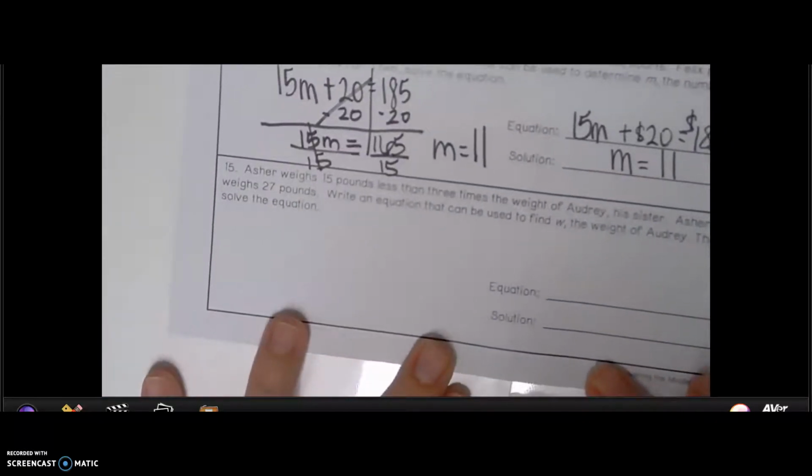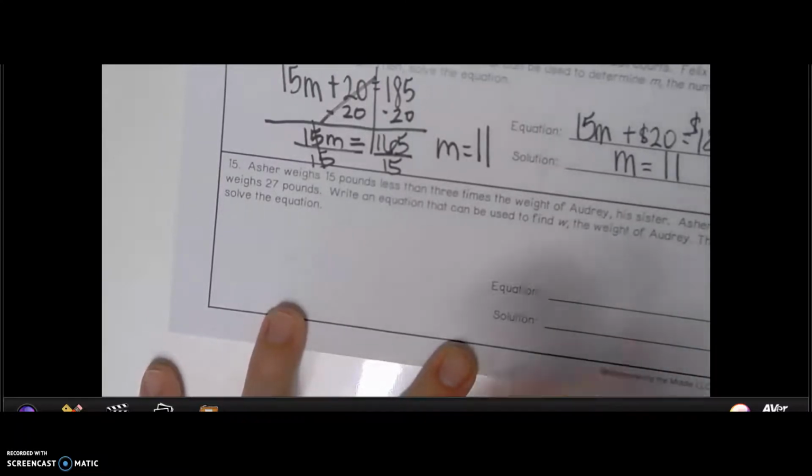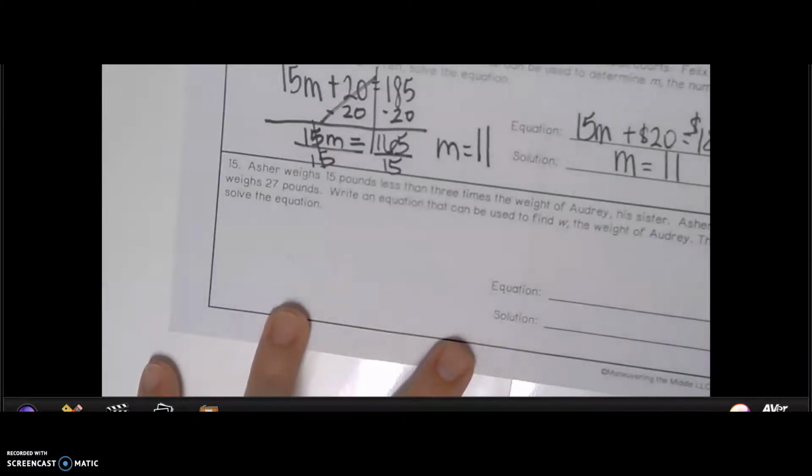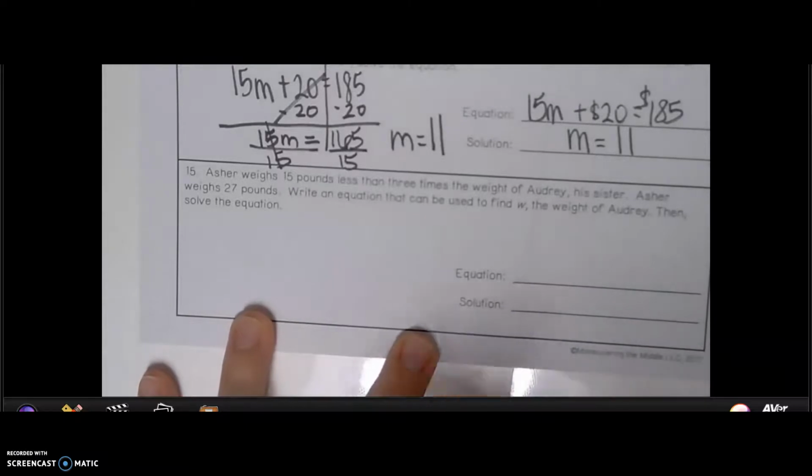Okay, let's look at number 15. Asher weighs 15 pounds less than 3 times the weight of Audrey, his sister. Asher weighs 27 pounds. Write an equation that can be used to find W, the weight of Audrey, then solve the equation. Okay, so let's go back through. We're trying to find W, the weight of Audrey. Okay, we know that Asher weighs 15 pounds less than 3 times the weight of Audrey, his sister.